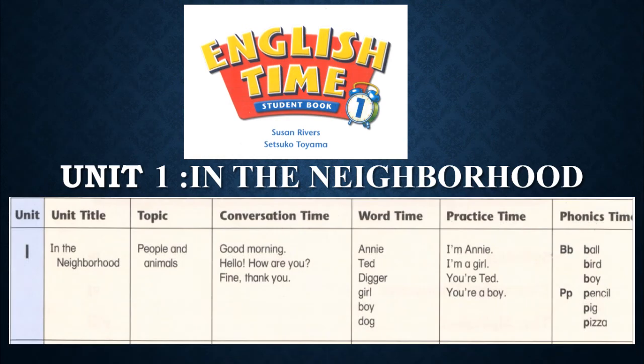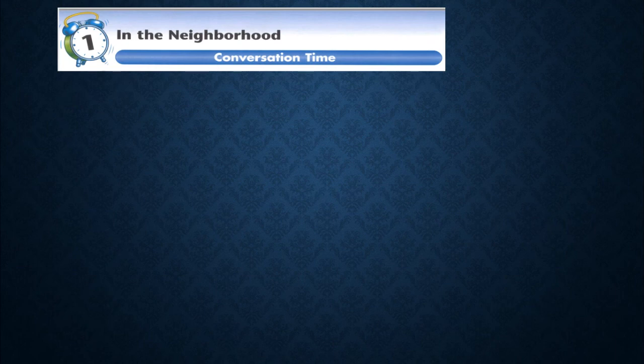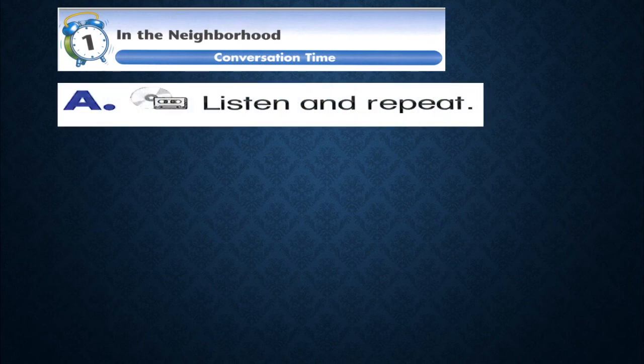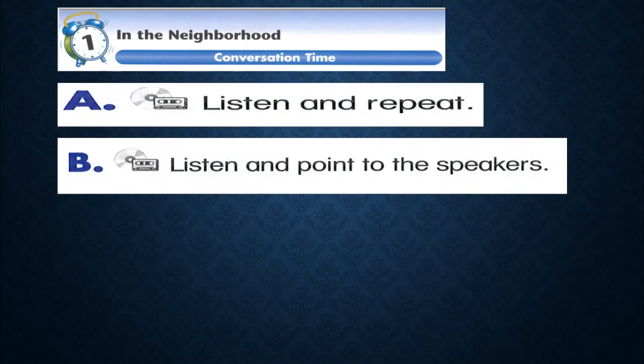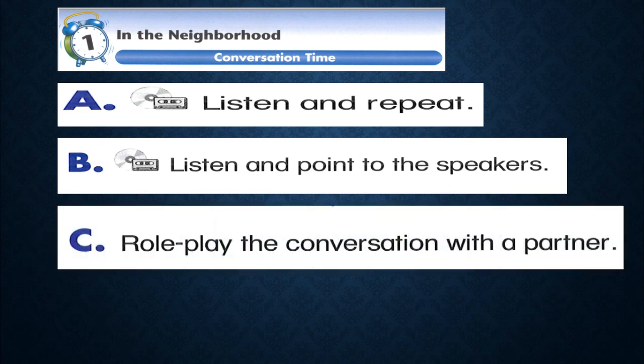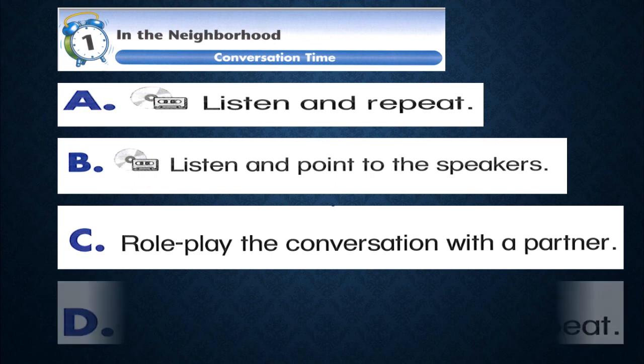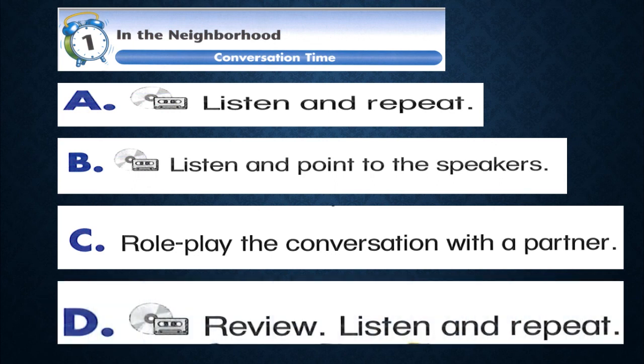Here is the syllabus. There are conversation, word time, practice, and phonics time. Okay, now we start conversation first. In unit 1, there are 4 points. A. Listen and repeat. B. Listen and point to the speakers. C. Role play the conversation with the partner. D. Review, listen, and repeat.